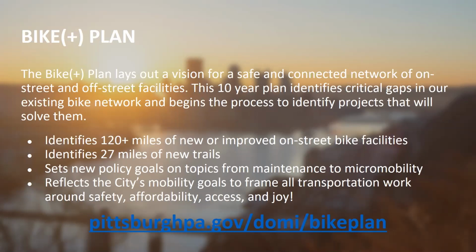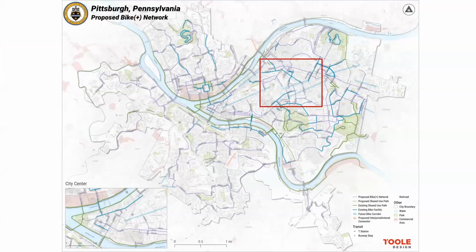And the program that we are here for today, Move Forward PGH, is built on this outreach process, research, and network development. The Bike Plus plan focused mostly on 3 major goals. The first goal is increasing high quality bike connectivity to key destinations, such as grocery stores, transit stops, schools, and civic centers. The second goal is to increase pedestrian and bicycle movement to support businesses.